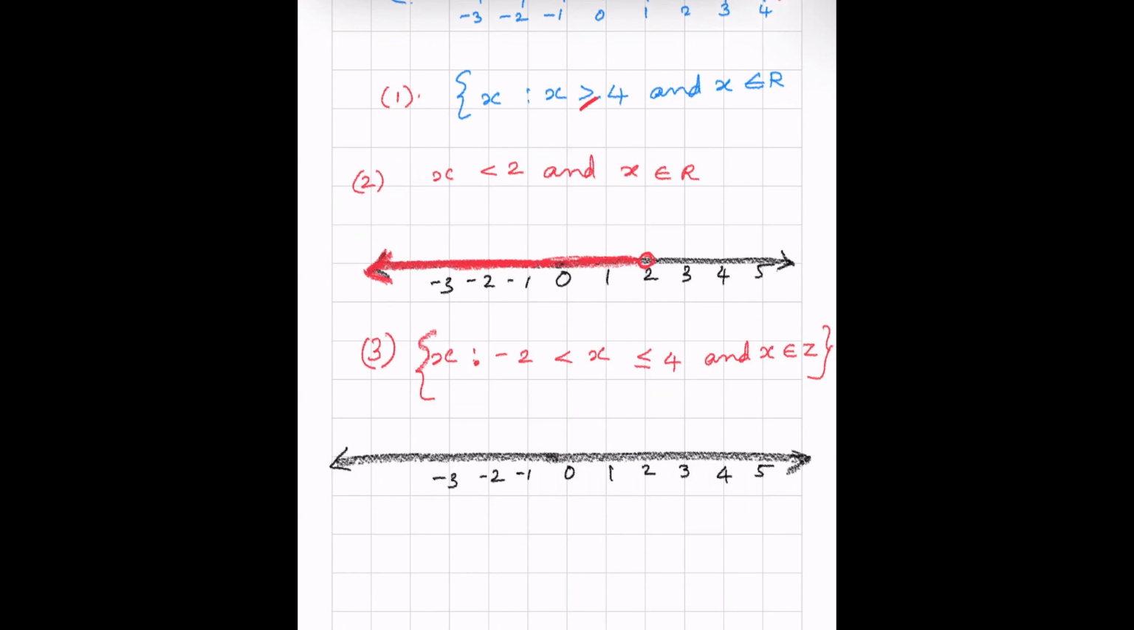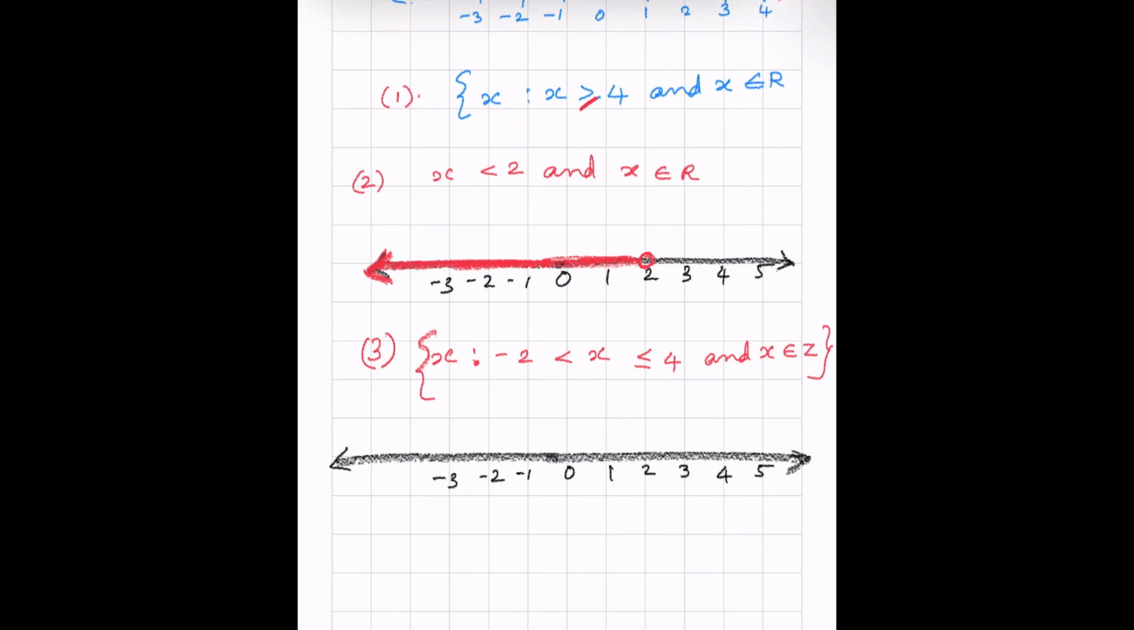0, 1, 2, 3, 4, 5. Just 4. Is negative 2 a possible value? No. Why is it not a possible value? Because it's not equal to. Yes. So minus 2 is not a possible value. And here it's not showing real numbers; they are talking about integers.